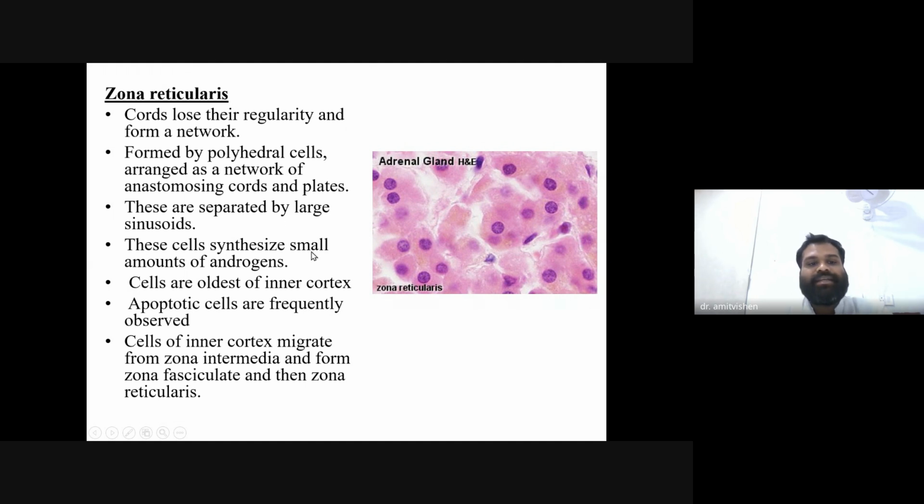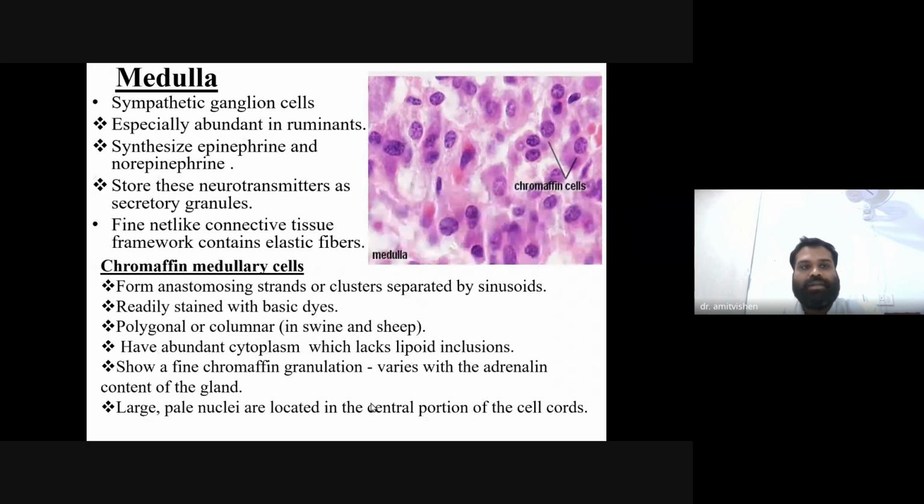These cells synthesize a small amount of androgens, and they are the oldest cells of the inner cortex. Apoptotic cells are frequently observed in this. Cells of the inner cortex migrate from the zona intermedia and form the zona fasciculata and then the zona reticularis.